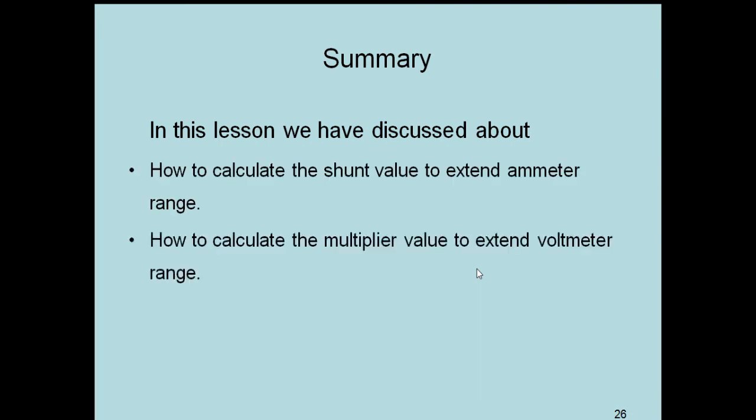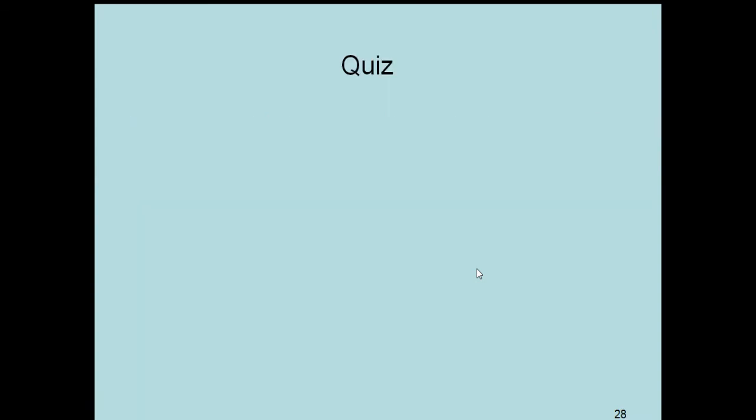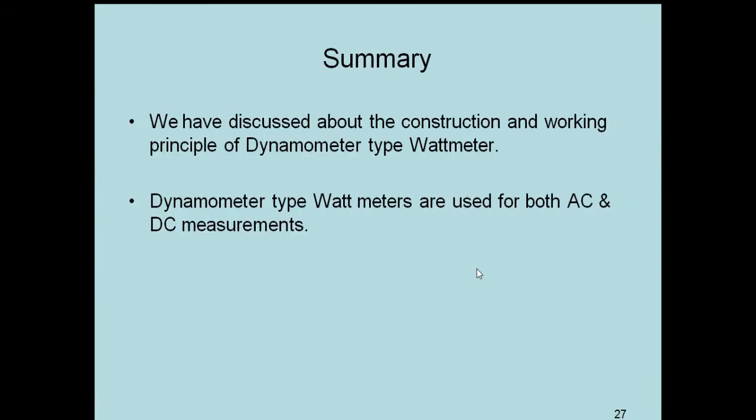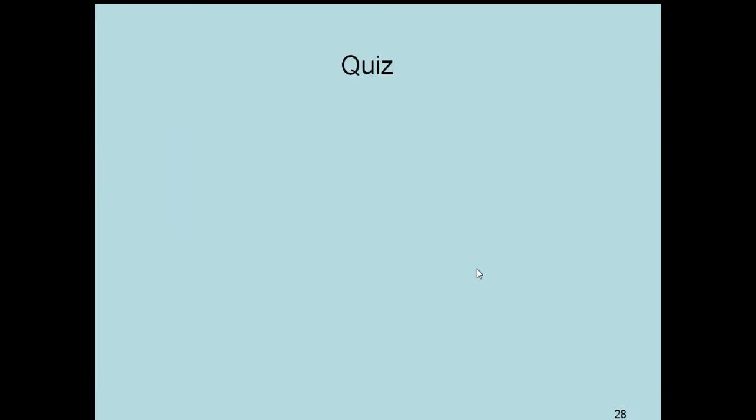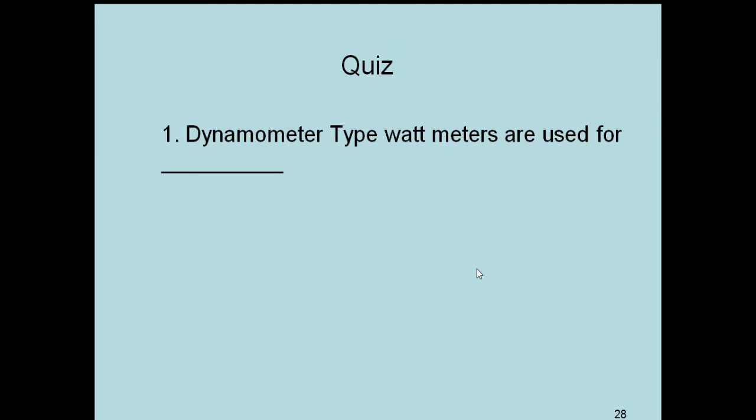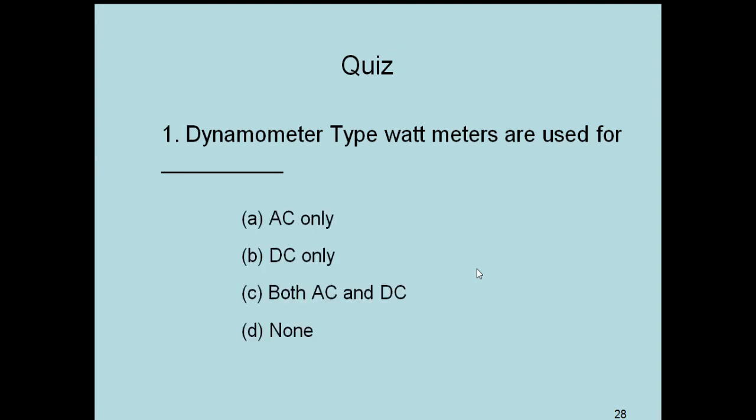First of all, we have discussed in this class regarding the extension of range of meters by using shunts and multipliers. Then we have discussed regarding the construction and working of dynamometer type instruments, dynamometer type wattmeter. Okay. We will attempt a small quiz on this.